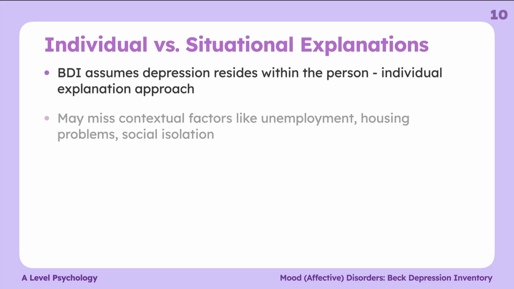Now, modern approaches to diagnosis increasingly recognize the importance of understanding not just what symptoms someone has, but why they might be experiencing them. A person's depression might be directly related to unemployment, housing problems, or social isolation. Situational factors that our checklist of symptoms cannot capture. Context matters enormously in mental health.